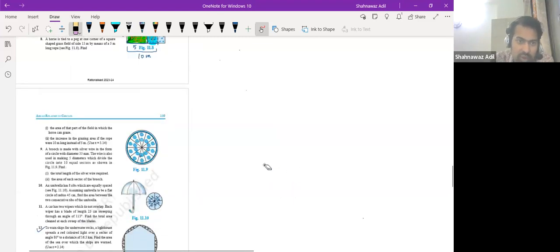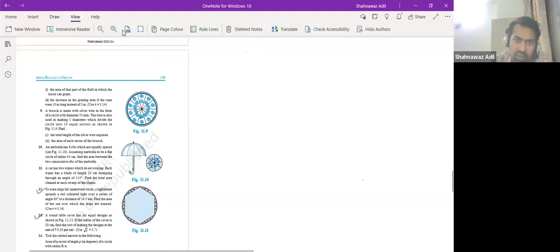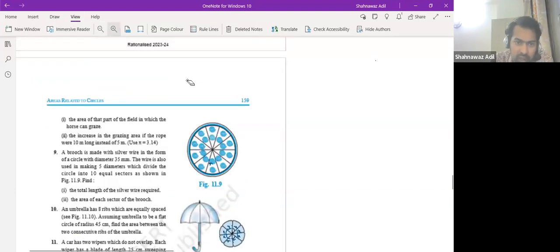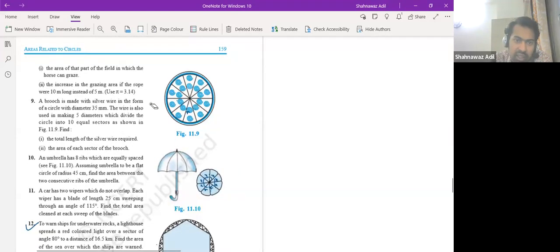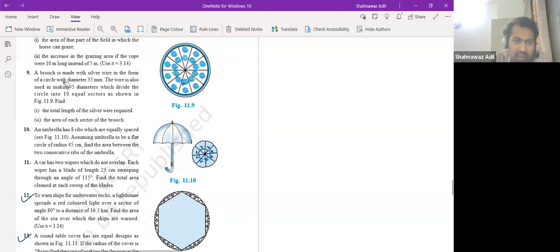Okay, so ninth problem. A brooch is made with silver wire in the form of a circle with diameter 35 mm, right? And the wire is also used in making five diameters which divide the circle into 10 equal sectors as shown in the figure. So we have to find the total length of the silver wire required and the area of each sector of the brooch.